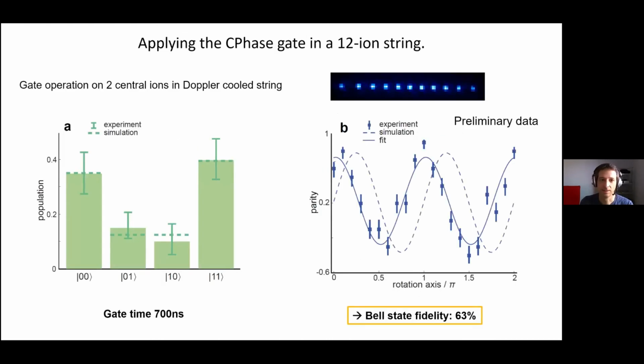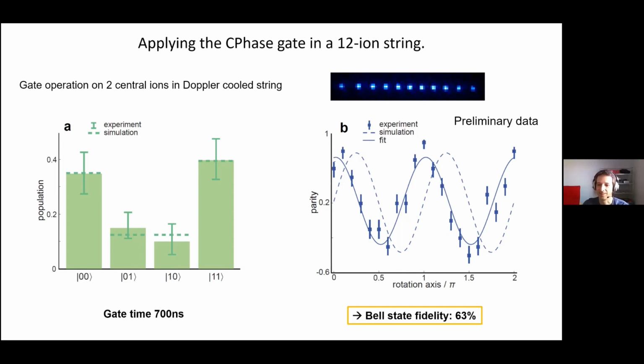And we did an initial test on this. Of course, in that case, we were still limited by the Rabi frequency of our Rydberg excitation lasers. We did an entanglement operation on the two central ions in a 12 ion string. Also here, it has the same gate time, 700 nanoseconds operation time. We used in this case the zero parity states and a similar ion distance. The gate fidelity that we can measure here is on the order of 63%.